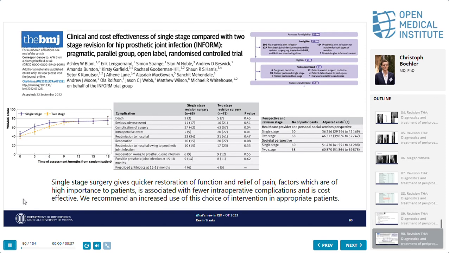This is the only randomized controlled study available, the INFORM study, published 2022. So 15 centers from UK, 3 from Sweden, and they compared one-stage and two-stage revision. And here you see that the functional outcome, the WOMAC score, is better during the first year after one stage than after two stage. The reinfection rate was the same, and the costs were lower for one stage revision.